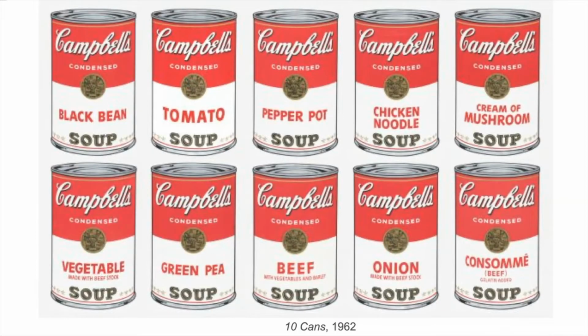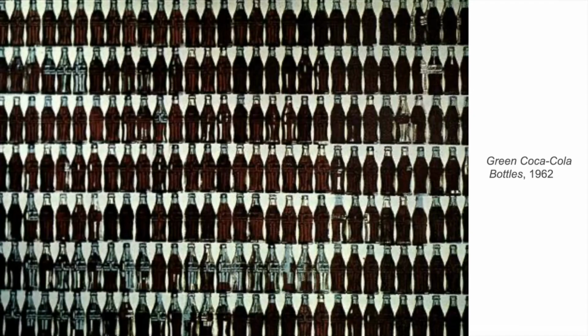This here is a work of his, and it is Campbell's tomato soup. This is something that you can find in the store, but this piece that he created here is called 10 Cans, and it was created in 1962. And you can see here, there is 10 cans, and it is various different types of soup, but the can itself keeps repeating. This is called repetition.